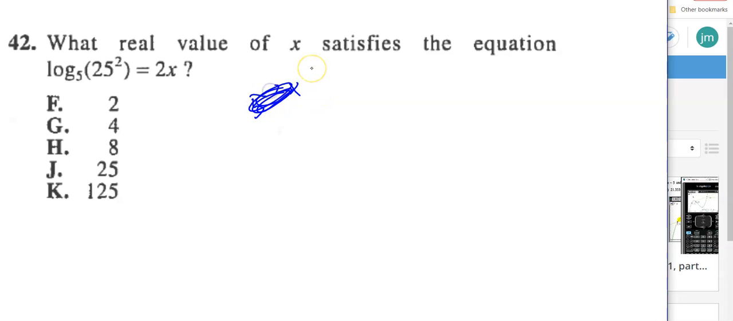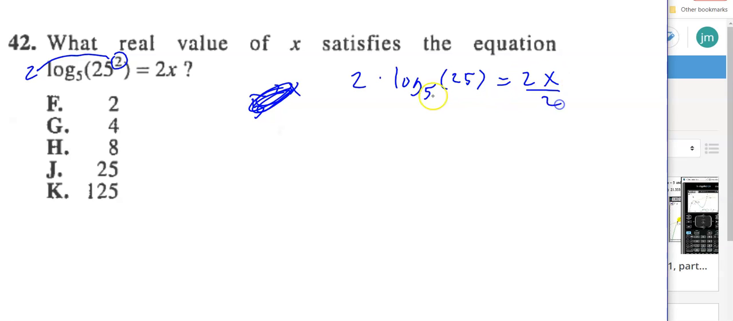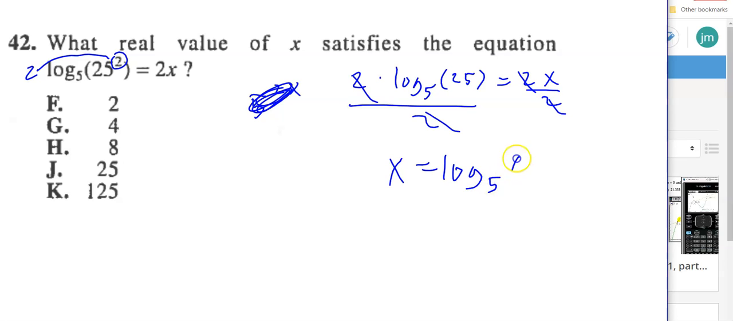Wait. I don't think we have to put it in exponential form. I think we can solve this. We can do a couple things. So one thing we could do is move that 2 out front. So this is going to be 2 times log base 5 of 25 equals 2x. Divide by 2. Those cancel, the 2's are gone. So x equals log base 5 of 25.